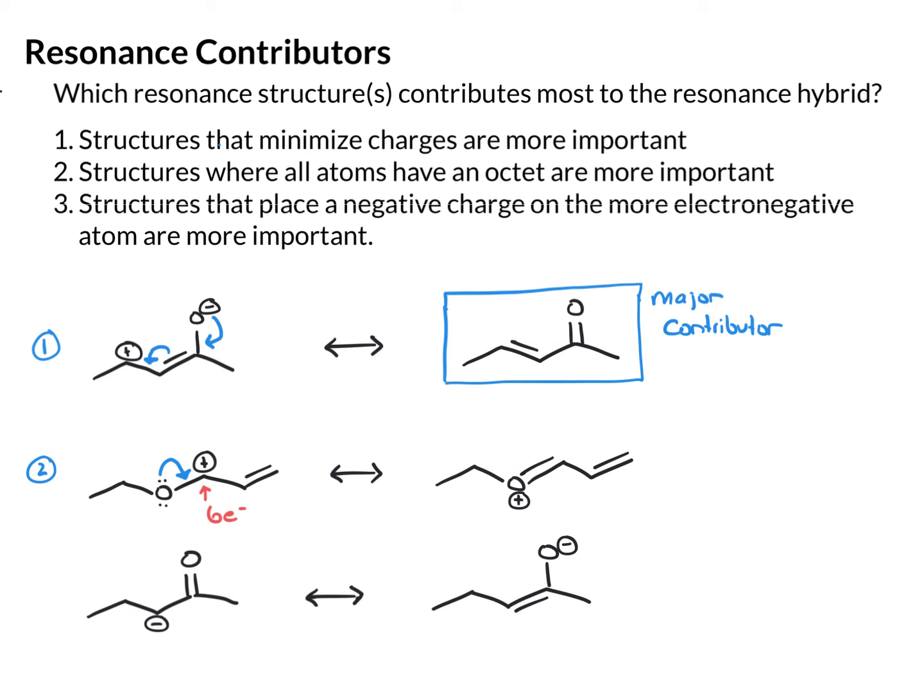That fulfilled carbon's octet, and then the oxygen, it still has one lone pair, and even though it has a positive charge, it has an octet. All atoms have an octet here. So that makes this structure more important.